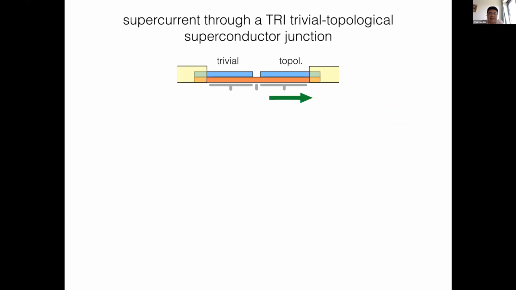As a starting point, we consider the case where the Zeeman field in the trivial lead is still absent, and the Zeeman field is applied only in the topological superconducting side. This is perhaps not a realistic situation, but we start from this to make sure that what we understood, the supercurrent blockade picture, was correct.